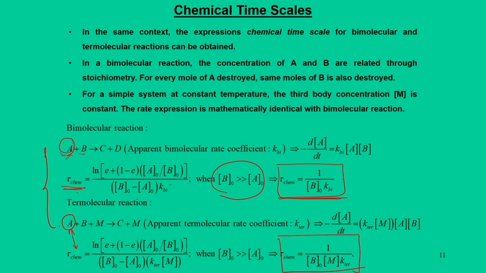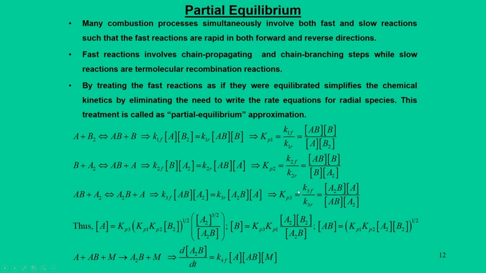Now, if you look at these two particular reactions and compare the original reactions, A plus B is equal to C plus D and A plus B plus M is equal to C plus M, then the characteristic time scales for bimolecular and termolecular reactions appear to be the same, with just a difference in the concentration. Now, the next topic of discussion that we are going to explain is partial equilibrium.